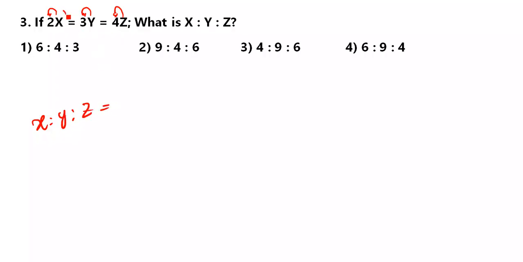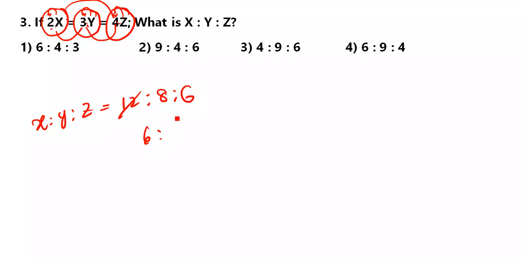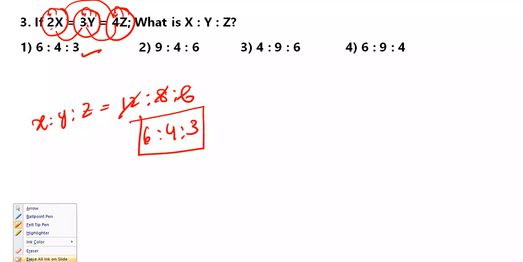If you want to find out the x value, close the x, multiply the remaining two numbers. 3 4s are 12. If you want to find out the y value, close the y, multiply the remaining two numbers. 2 4s are 8. If you want to find out the z value, multiply the remaining numbers. 2 3s are 6. Let me calculate. 2 6s are, 2 4s are and 2 3s are. The final answer is 6:4:3. Option 1 is the right answer here.